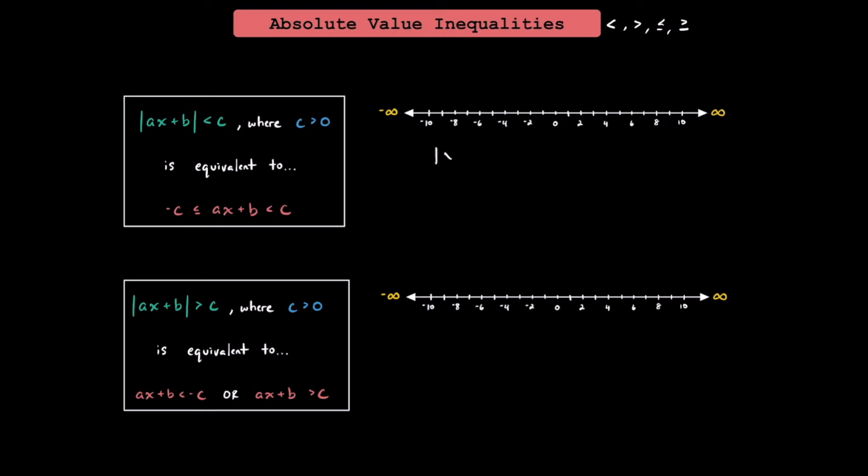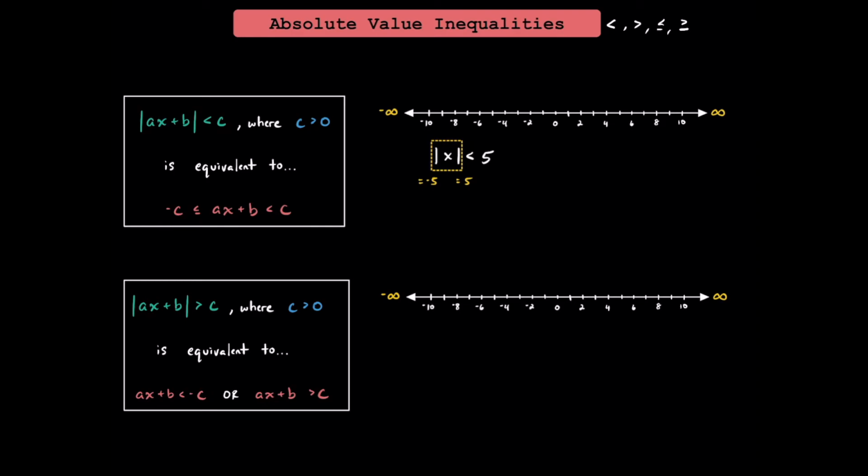Let's start by looking at an absolute value inequality that uses a less than symbol. This 5 represents the distance from 0. This less than symbol means that we have to be less than 5 units away from 0. And this is our expression that has to be less than 5 units away from 0. So we know that if x is equal to negative 5, we would be 5 away from 0, and if x is equal to positive 5, we would also be 5 away from 0.